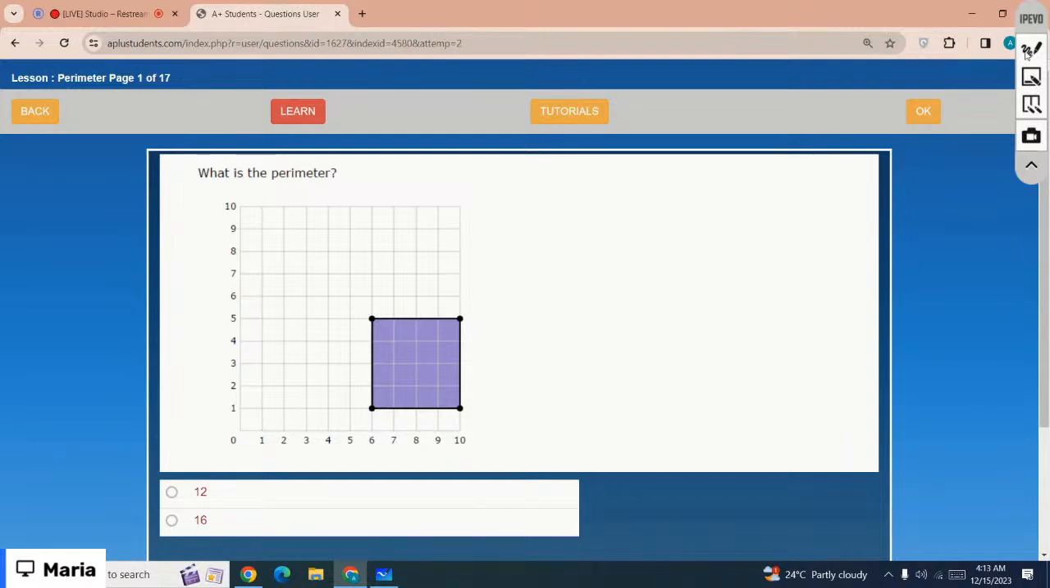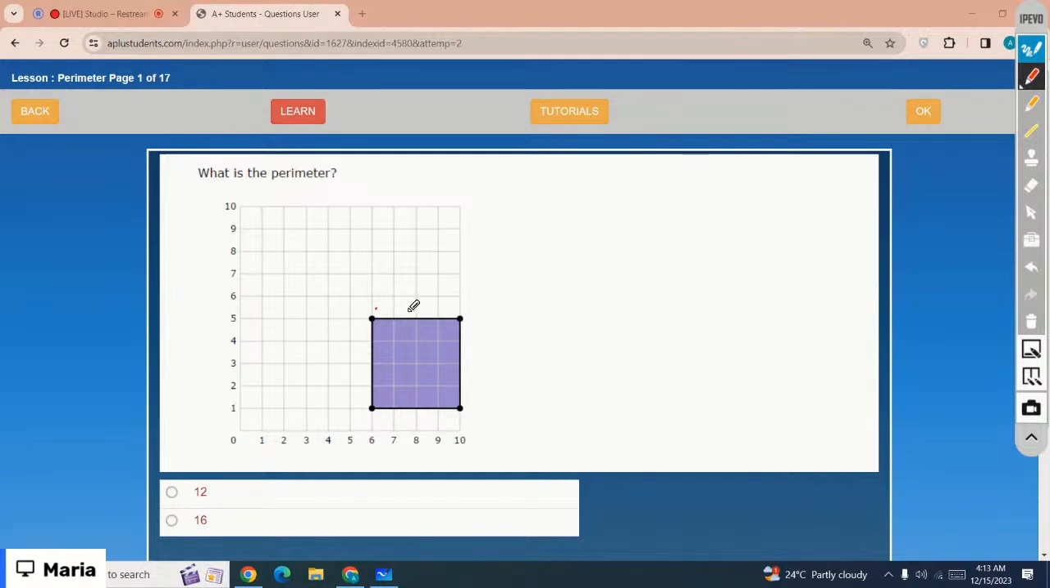Yes, they all are 4 units. You can count the squares: 1, 2, 3, 4, and then 1, 2, 3, 4. Again, that is a square. All four sides are equal in measurement. You need to add them. Yes, 4 plus 4 plus 4 plus 4 makes 16. So the correct option is 16. Very good.